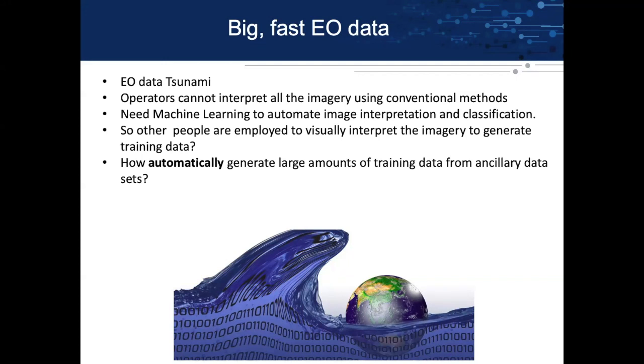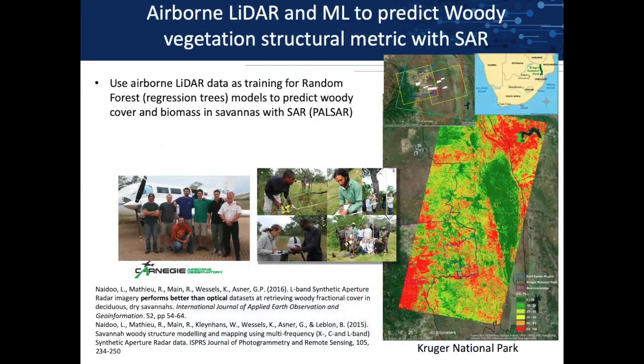So personally, I'm a bit more lazy, so I try to generate automatic training data from ancillary data sets, generating large amounts of training data. And I'm just going to show two use cases that have some relevance to this workshop. The first one is creating woody vegetation structural metrics from synthetic aperture radar and training it with airborne LiDAR data. And we started this work in Kruger National Park in South Africa.